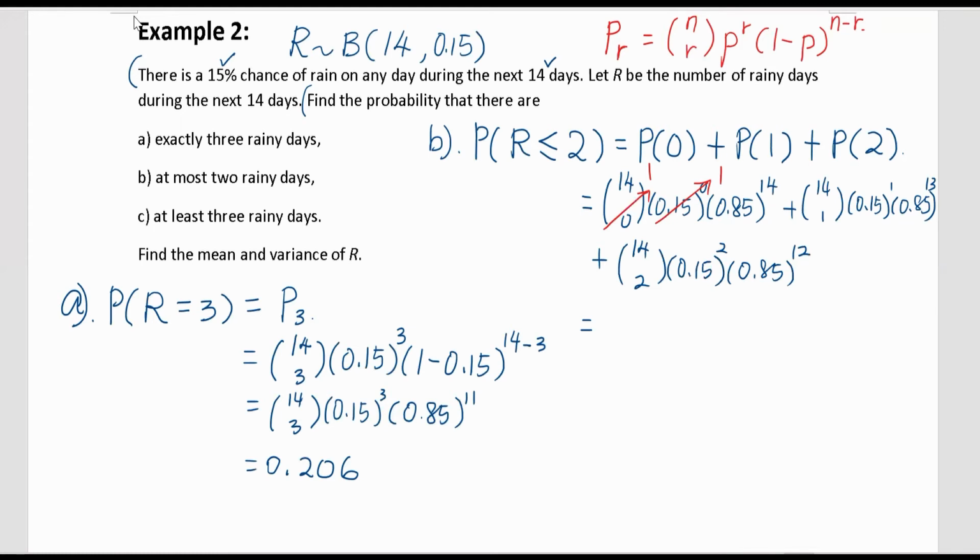Okay, and then plus the last one, 14C2 times 0.15 squared times 0.85 to the power of 12. Okay, the answer is 0.6479. So if we round off to 3 significant figures, we can put it down as 0.648.